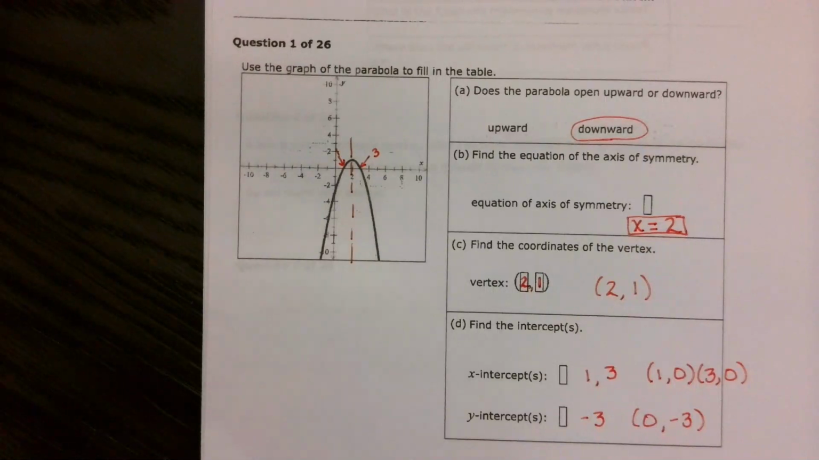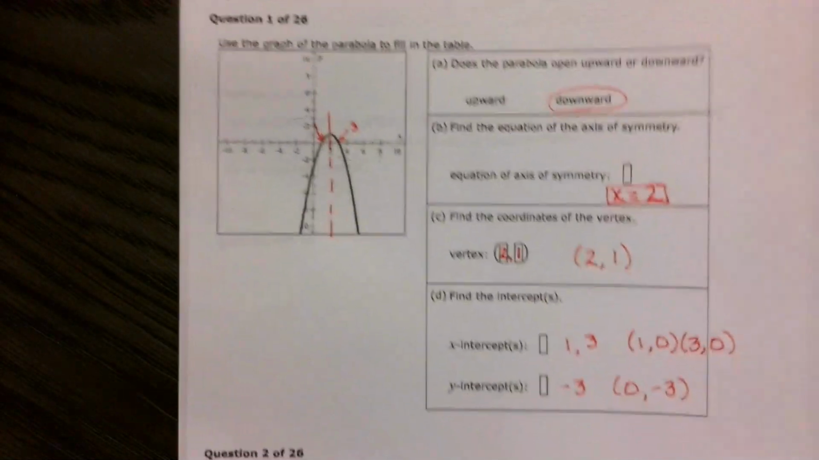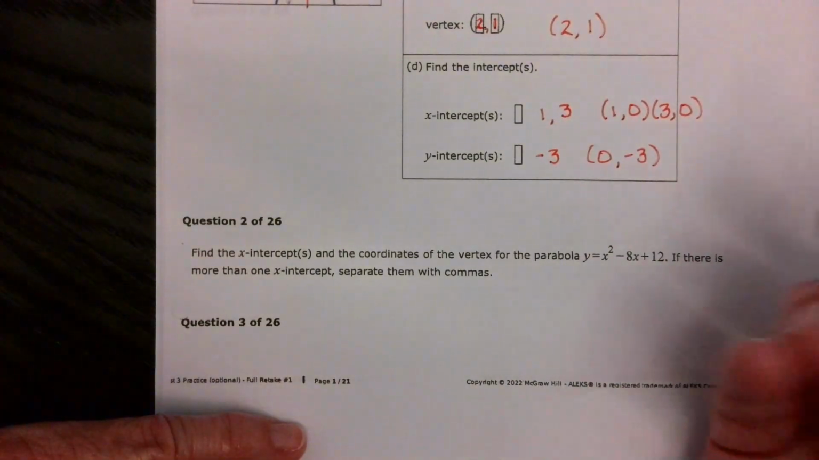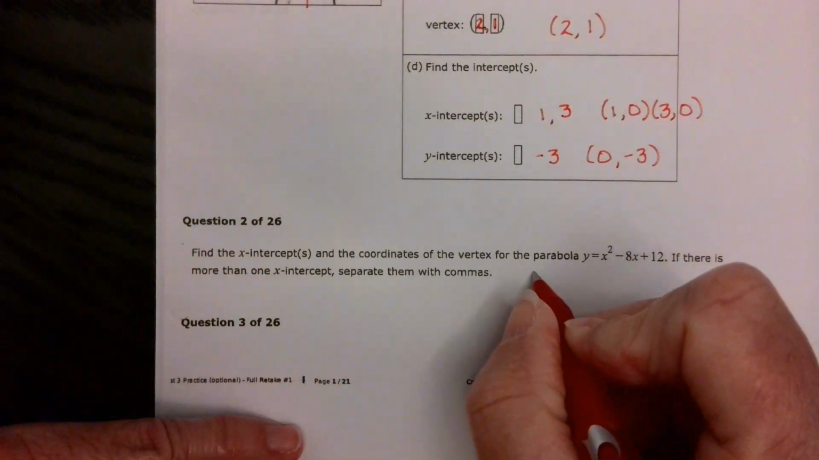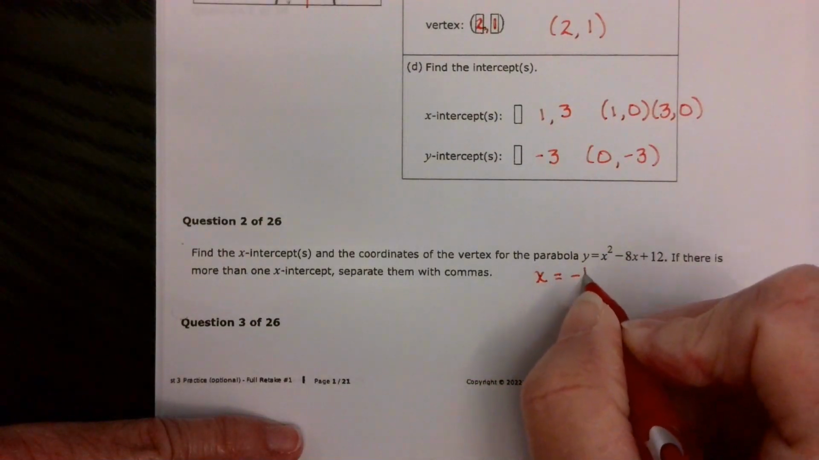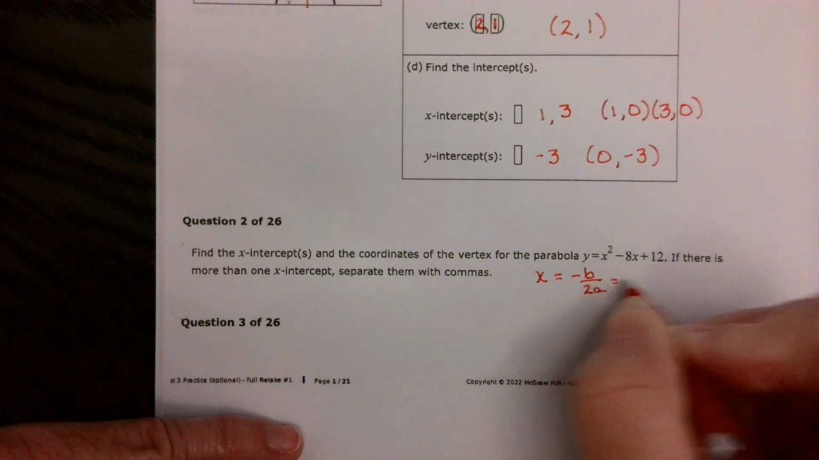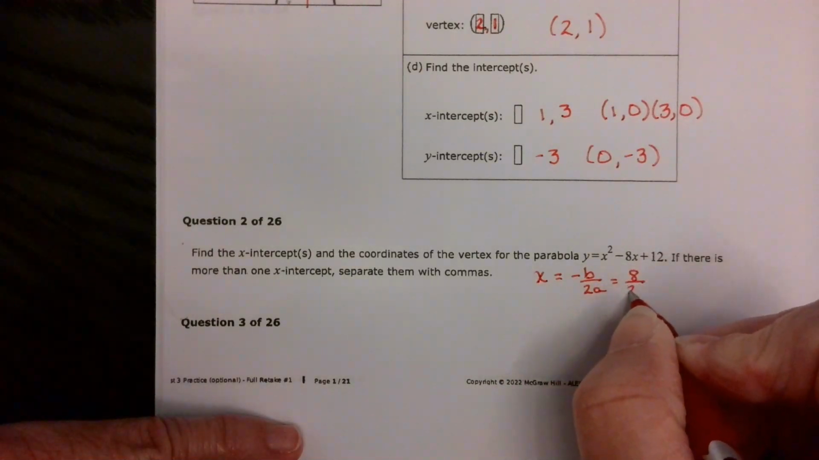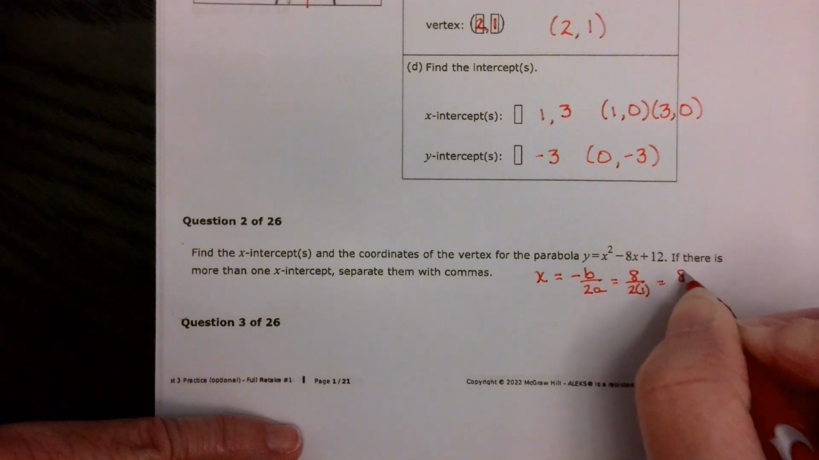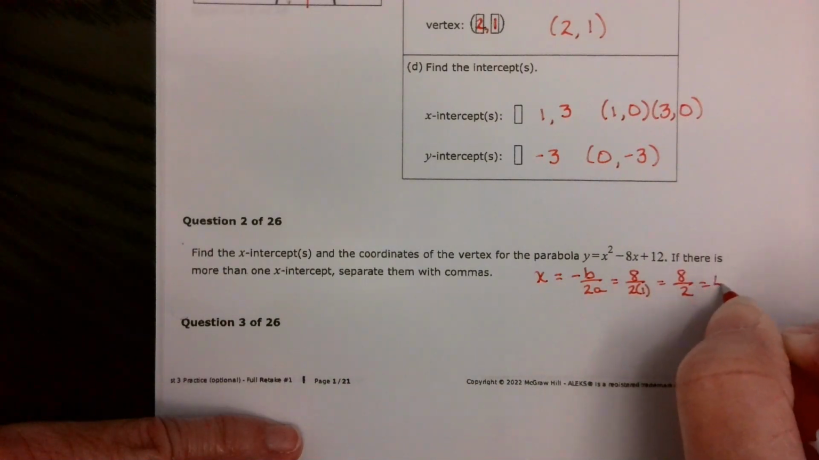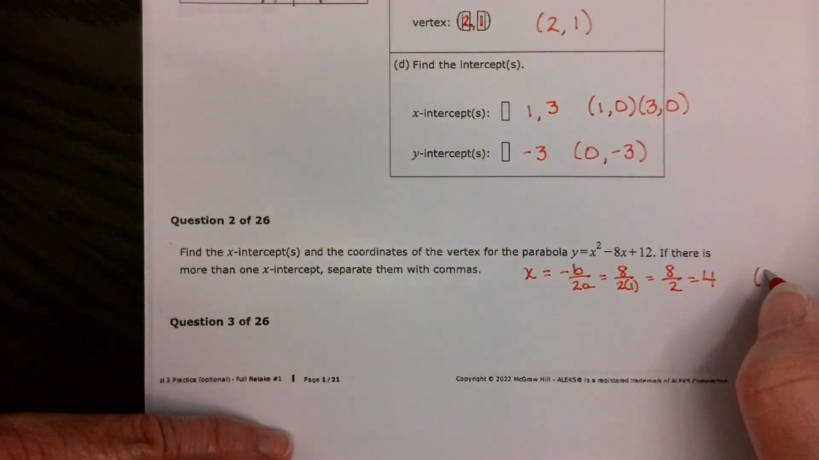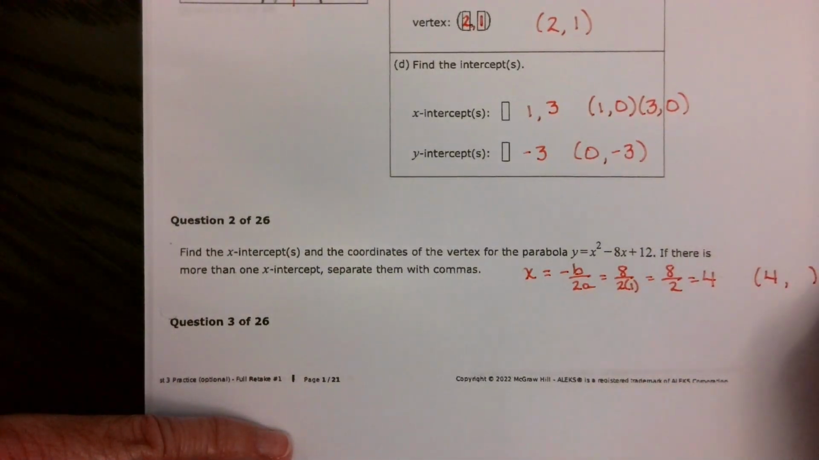Find the x-intercepts and the coordinate of the vertex for the parabola y equals x squared minus 8x plus 12. Is there more than one x-intercept? Separate them if there is. Okay. To find the vertex, to find the x value, it's -b over 2a. So that's going to be 8 over 2 times 1, which is 8 over 2, which gives us 4. That is how you find the x value of the vertex.